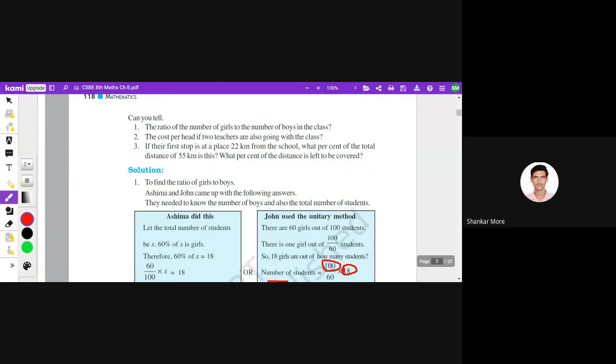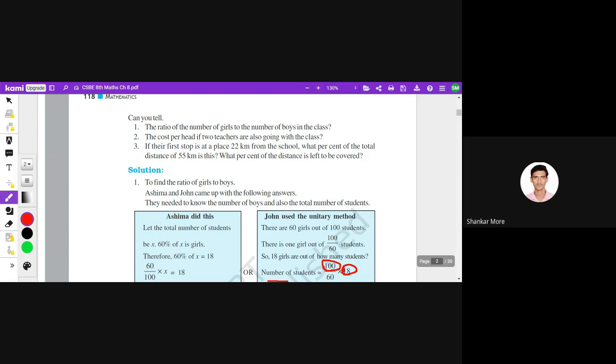So let's go to the second question. The cost per head if two teachers are also going with the class. Now we know that there are 30 students in the class, including girls and boys, and two more teachers are joining them. So the total number of people we can say is 32, right? So we have to find out cost per head.